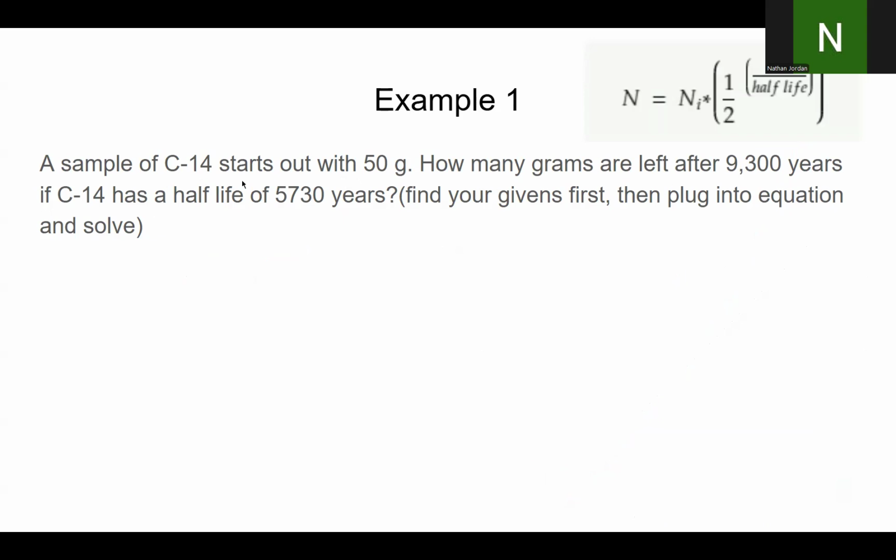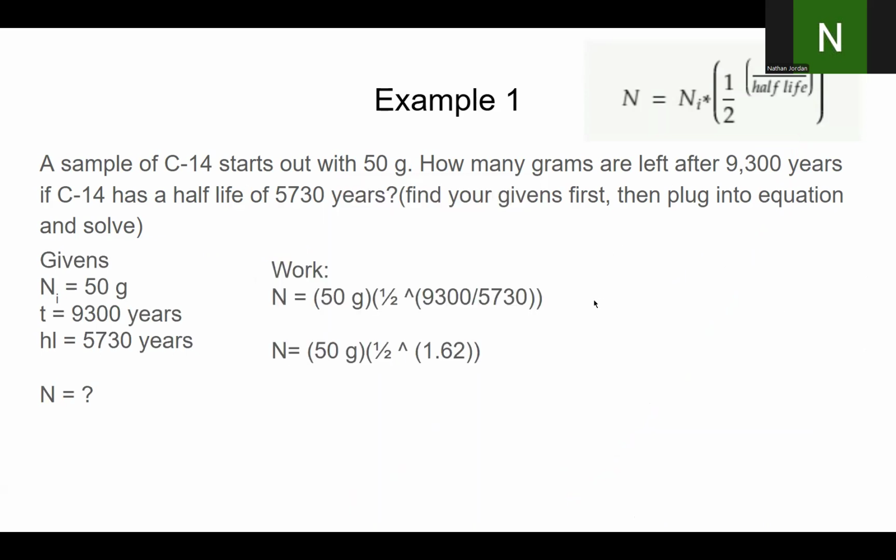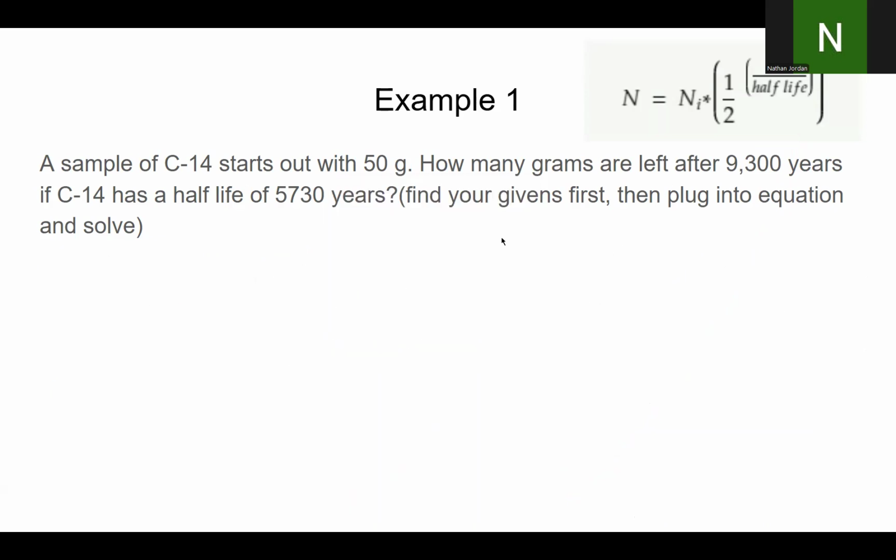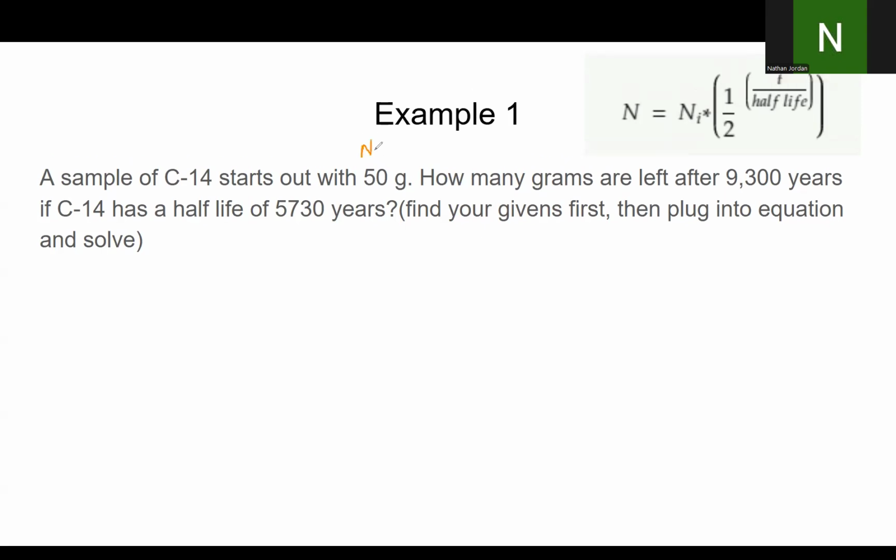So let's find our givens. Our first given is this 50 grams. That's going to be our initial amount. We can say N_i, or if you want to be exact, there are other equations that use mass, which will be m_i. You could use either one; in this case, either will work.